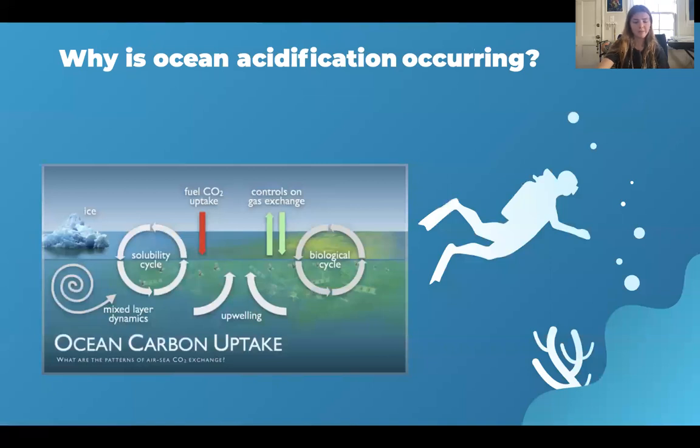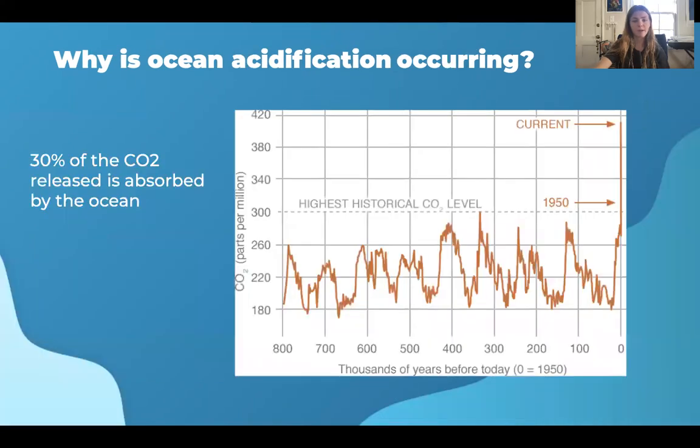And in this diagram, you can see the normal cycles of carbon in the ocean and how the ocean uptakes carbon dioxide from the atmosphere. And so the ocean can uptake about 30% of the CO2 that's released into the atmosphere. And you can see from this graph that the released CO2 in the atmosphere is increasing dramatically in the last couple hundred years.